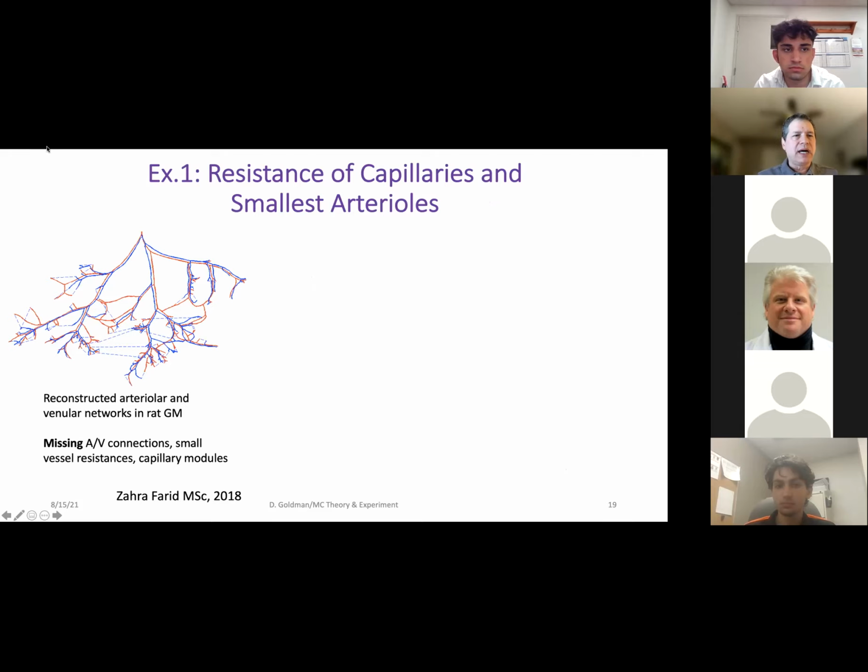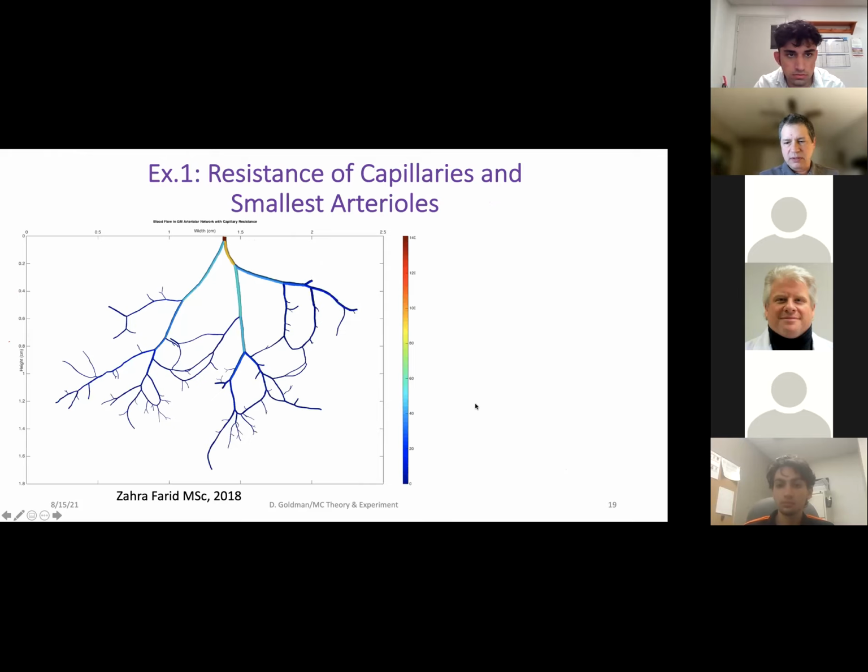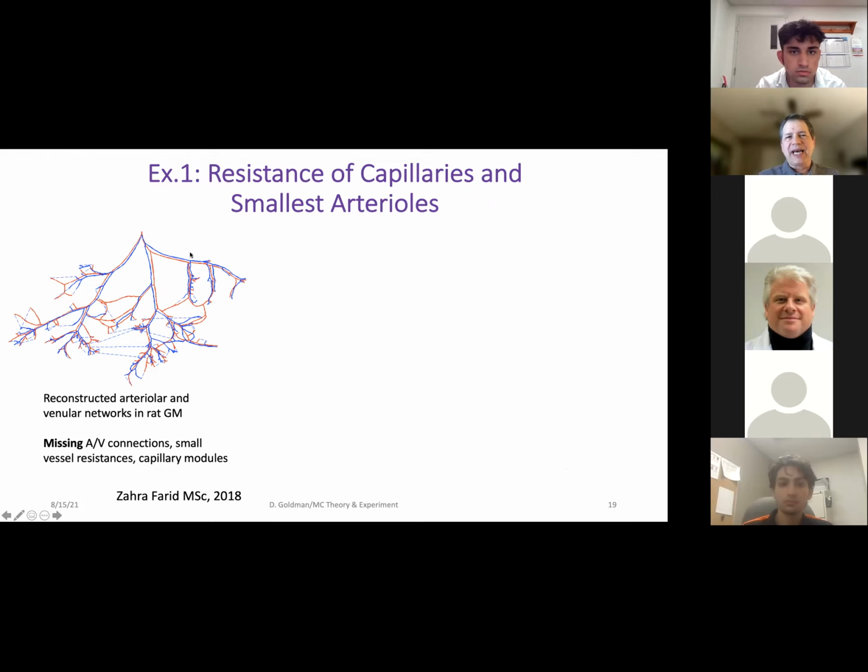Now I want to talk about an example of using this flow model. The example is to figure out the resistance of capillaries and very small arterioles that we don't generally measure. If you look at this picture here, it has these arterioles and venules that we measured by putting together all the fields of view. And we made some attempt to connect terminal arterioles with terminal venules. We'd like to know what the flow is in this whole system.